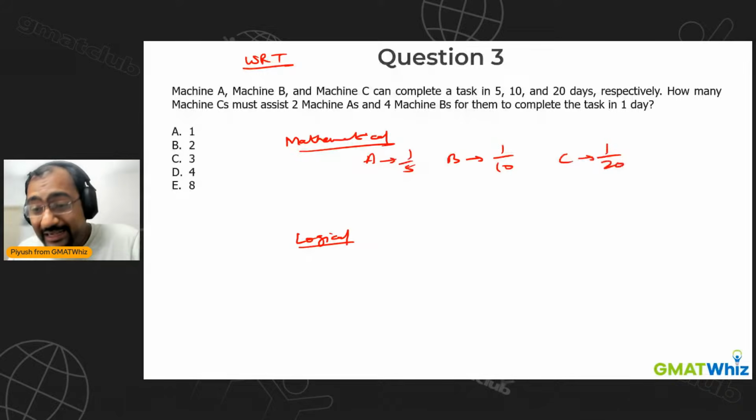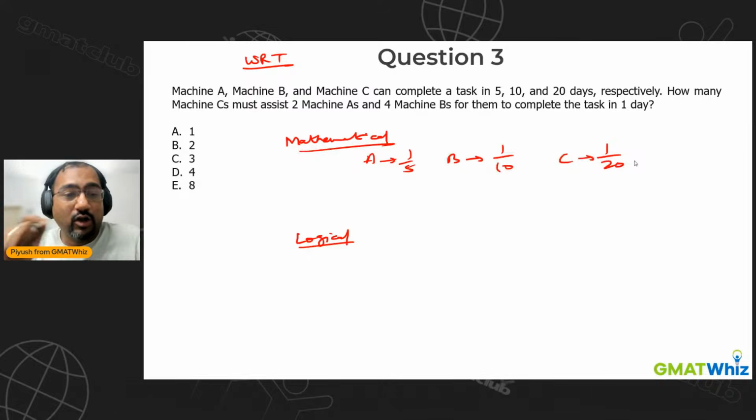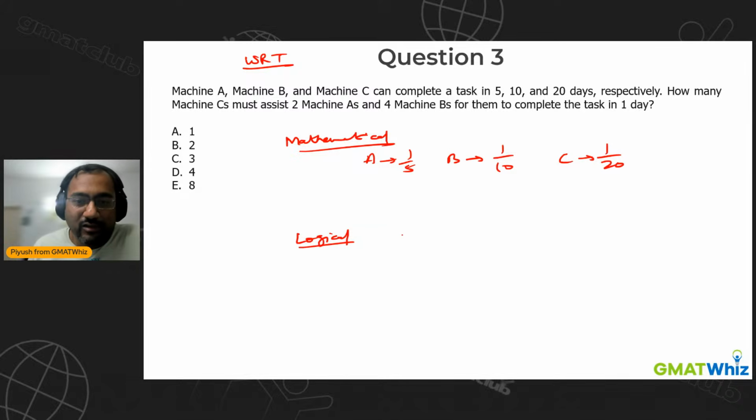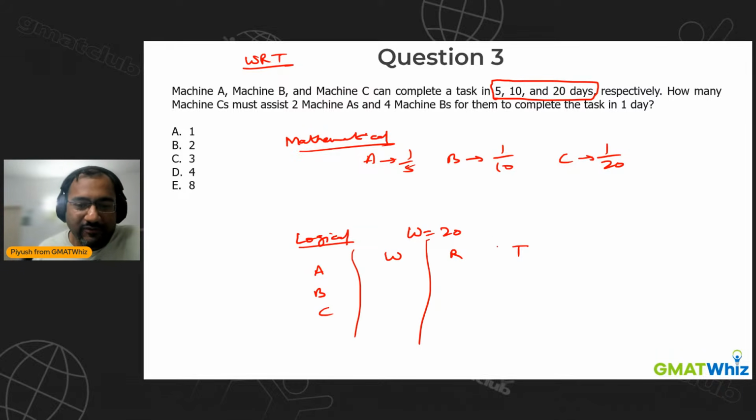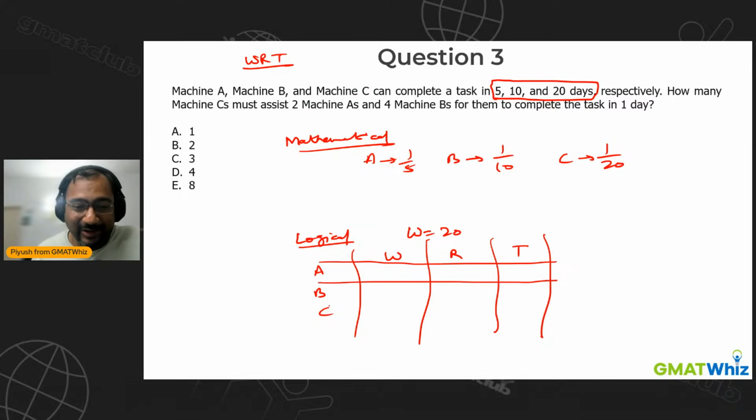Now, many of you might know that method of solving, and I'll come back to that a little later, but I'll tell you a logical way of solving this question. So the logical way is you assume the work to be 20. What is 20? 20 is basically the LCM of the individual times that these people take to complete the job. Now you simply form a work rate time table for A, B, C. I'm just drawing it roughly on my screen right now, so pardon my handwriting, not the best, but I'll still try to make it as legible as possible.